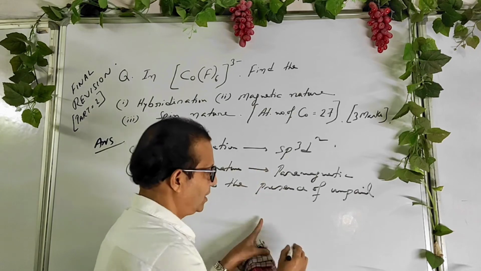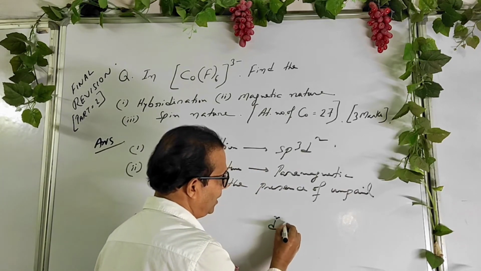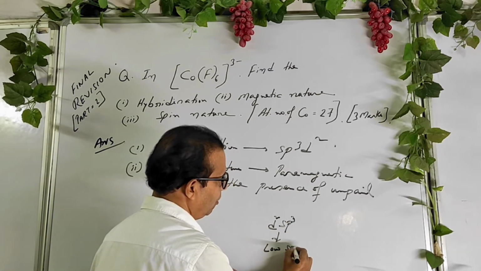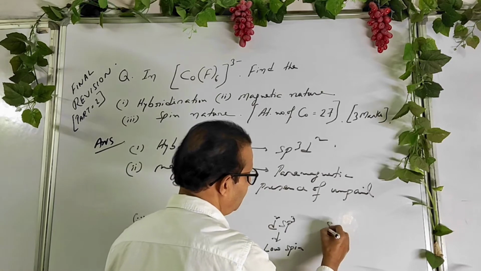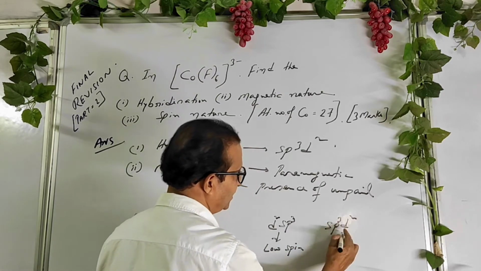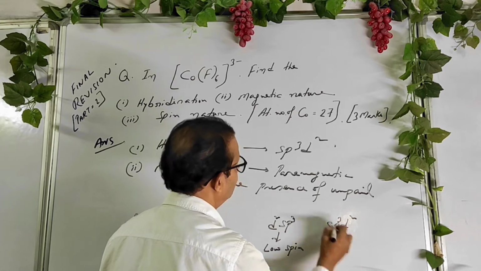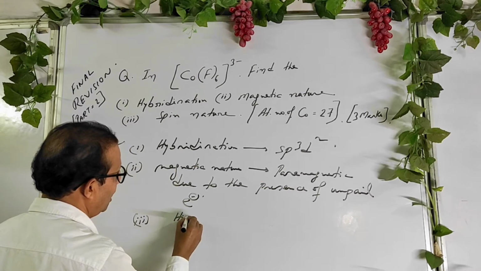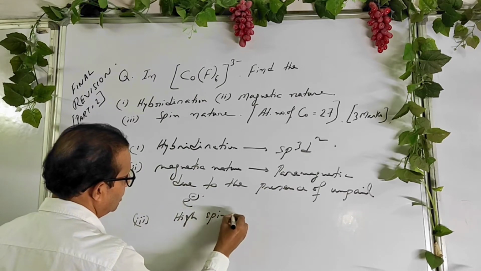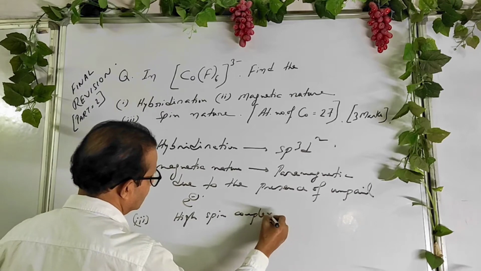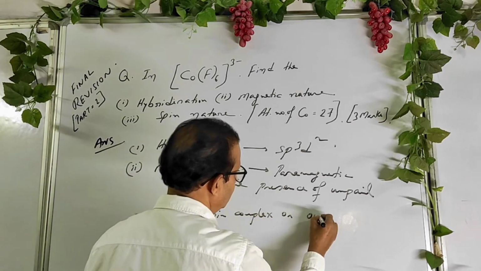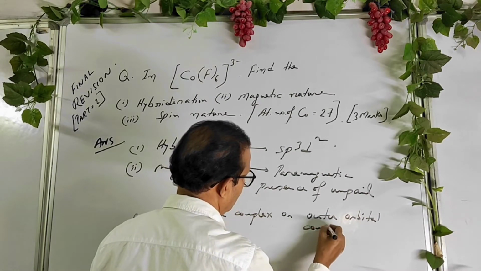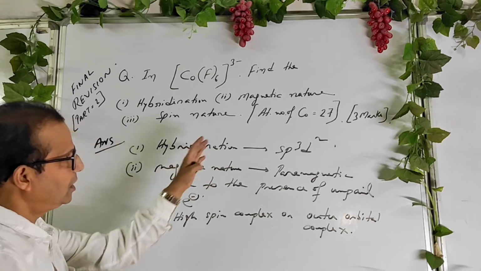Don't write, listen. If the d orbital is before sp3, that is low spin. If the d orbital is at the end, that is a high spin complex, okay? So it has a high spin complex, or outer orbital complex. So these are the answers, okay?